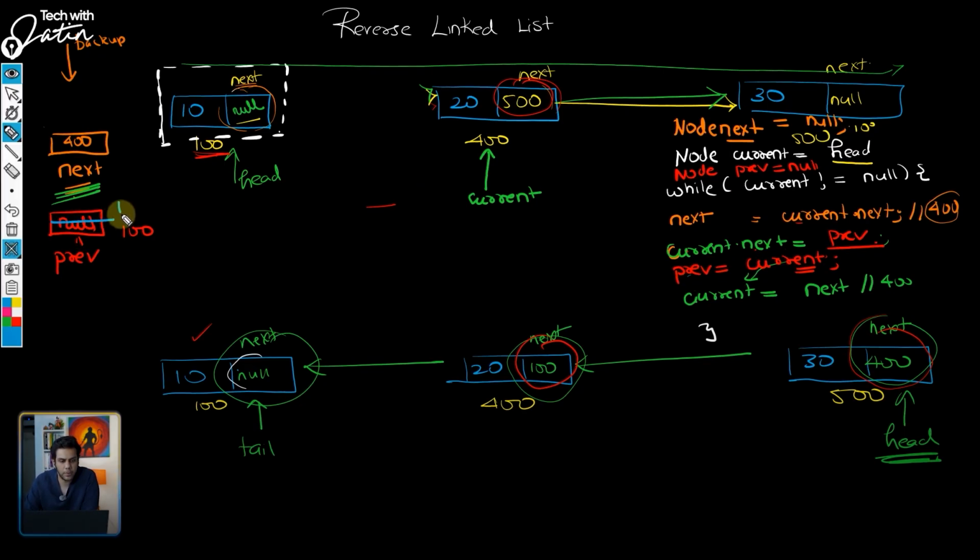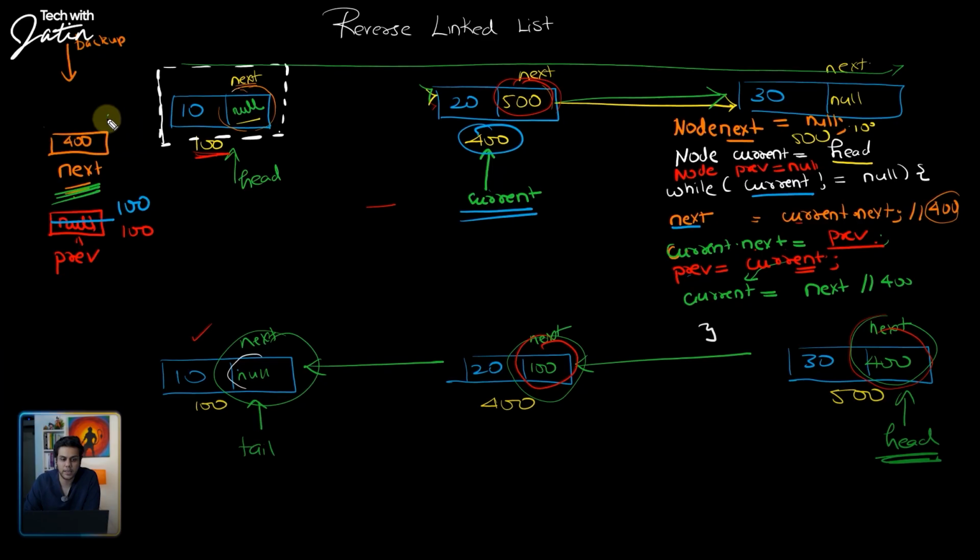So this null will be updated with 100. Then we are going to be on this particular node. Current not equal to null. Current is what? 400. 400 is not equal to null. Come inside. Next equal to current dot next. What is next? 500. What is storing inside it right now? 400. Update it with 500.